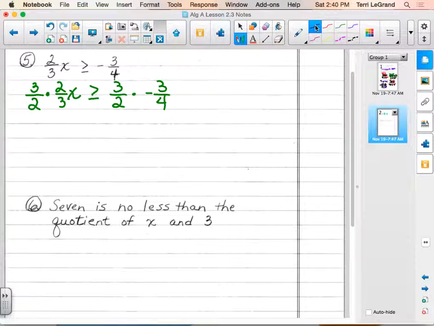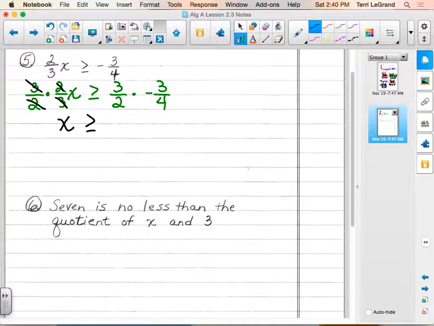And the reason for that is because we need those 3's to cancel, we need those 2's to cancel, we need that x to be all by itself. Did we multiply by a negative number? Is our reciprocal negative? No, it's not. It was a positive 3/2 because our fraction that it's the reciprocal of was positive. So we do not need to reverse the symbol.